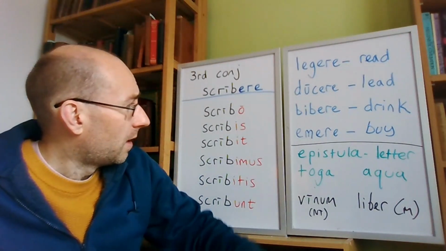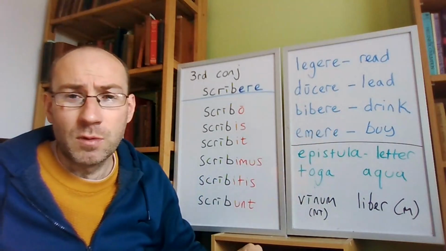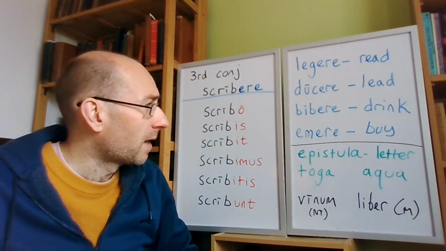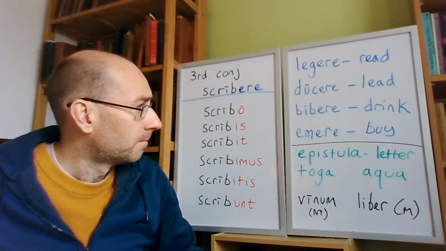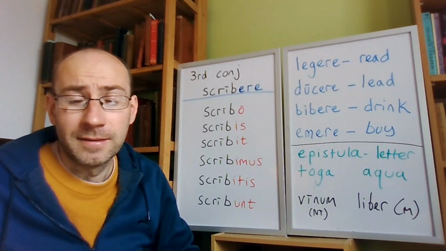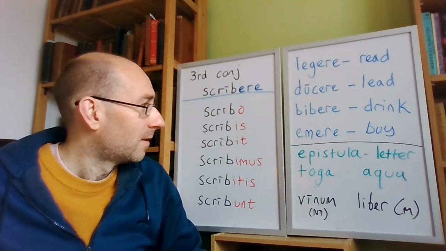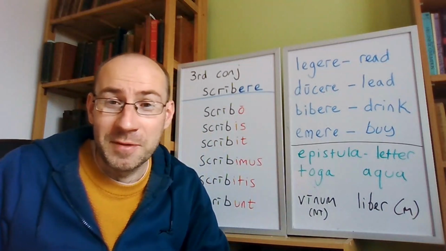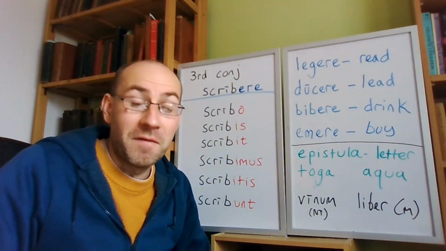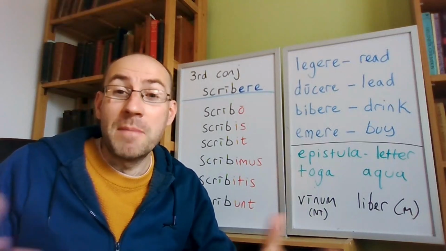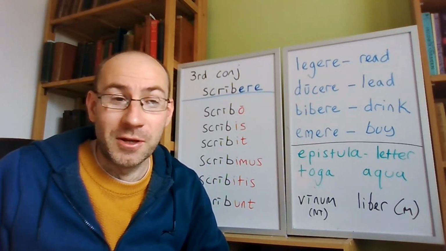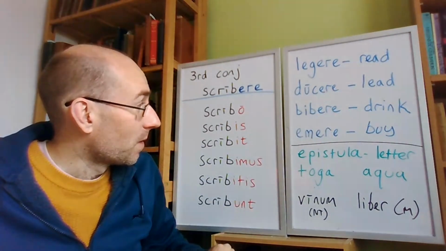Two more. Bibere, I like this one. Bibere is to drink. Somebody who is fond of drink, as in alcohol, may be described as bibulous. If we drink something in, either literally or figuratively, we are said to imbibe, right? So, bibere, this is where it comes from.